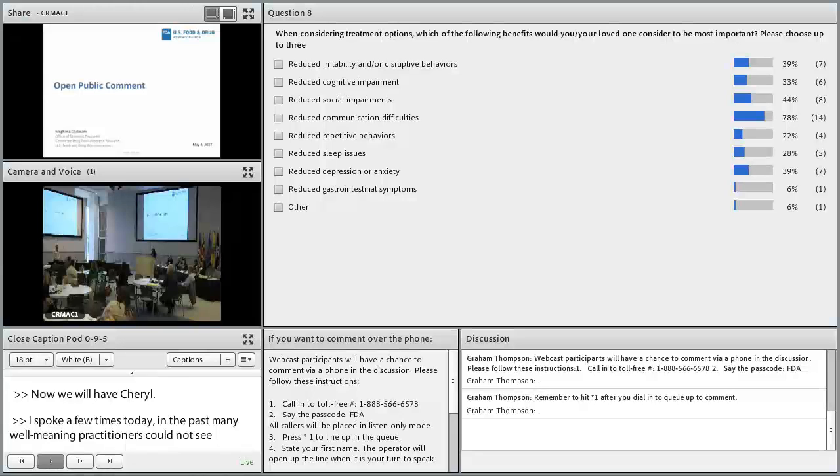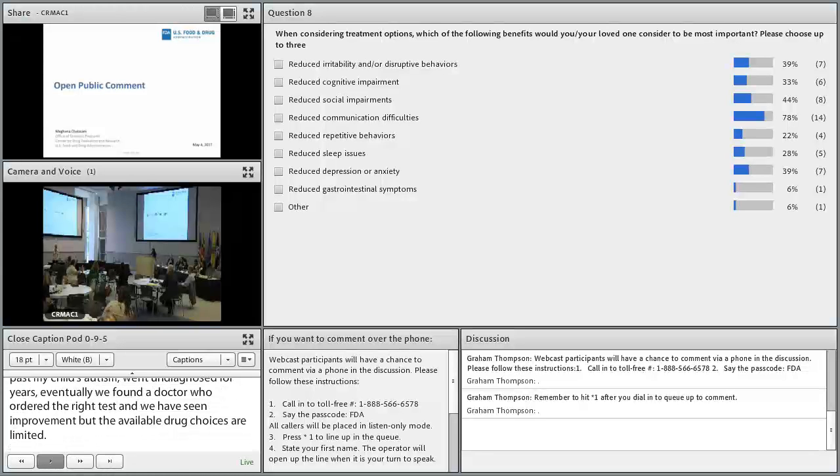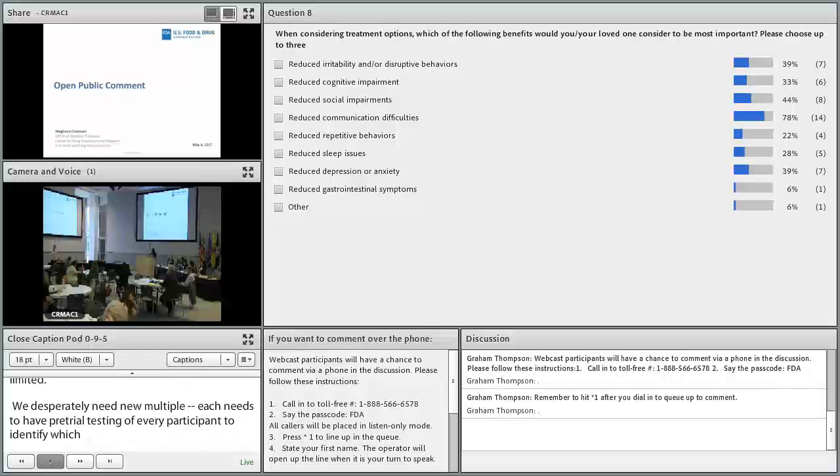I mentioned before that we desperately need multiple immune modulators to be made available, but each needs to have extensive pre- and post-trial testing of every participant to identify which blood and other markers are shared by those on whom the drug was a success. We need antiviral drugs able to target antibodies for the entire human herpes virus family.